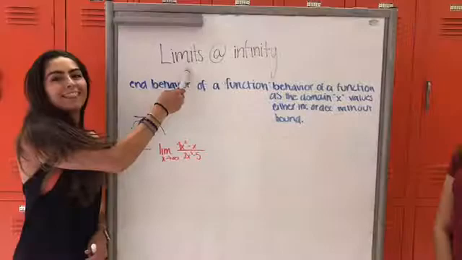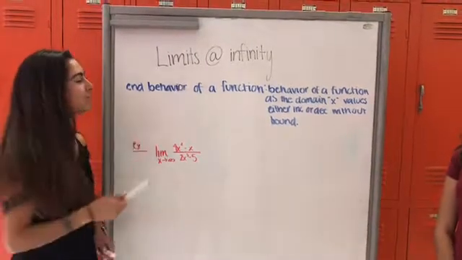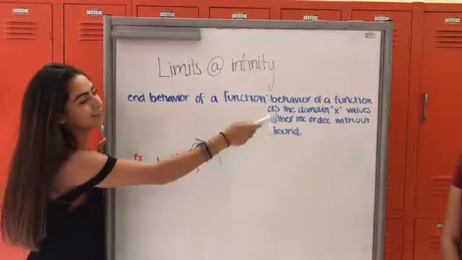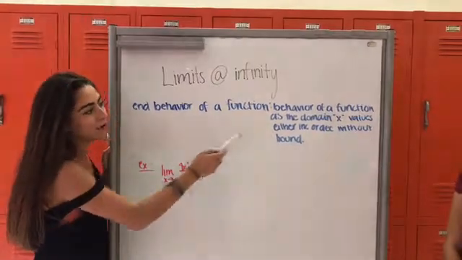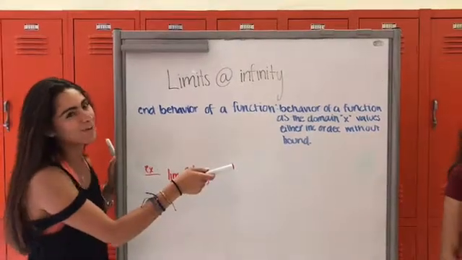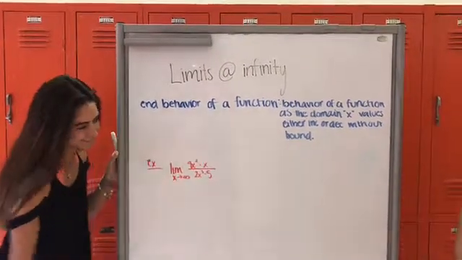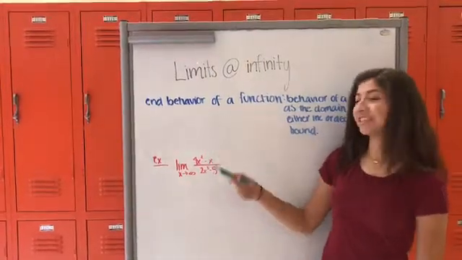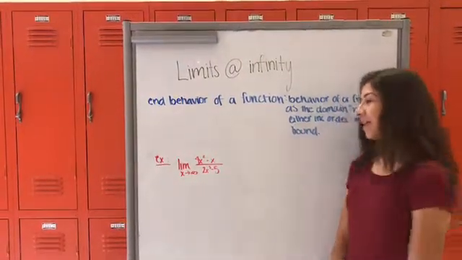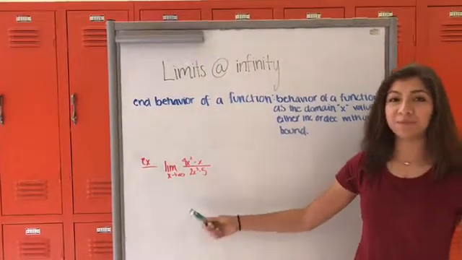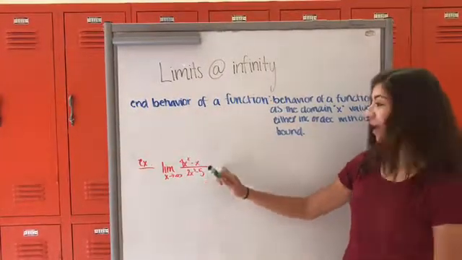Now we will talk about limits at infinity. Limits at infinity evaluate the end behavior of a function as the domain x values either increase or decrease without bounds. Now Jessica is going to work out an example. So when we're working with limits at infinity, we can disregard insignificant terms. And that basically means that this 5, when we're dealing with infinity, won't make much of a difference. So we can just ignore it and this x.